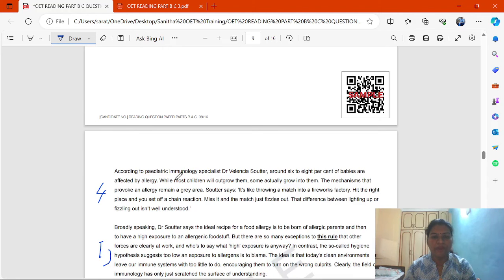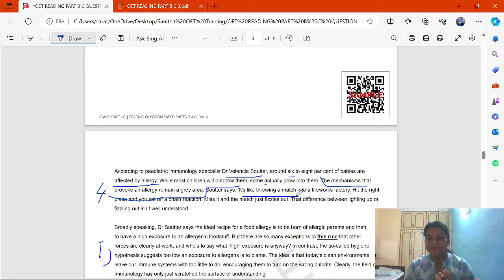According to pediatric immunology specialist Dr. Valencia Sauter, around 6 to 8% of babies are affected by allergies. While most children will outgrow them, some actually grow into them. The mechanisms that provoke an allergy remain a gray matter, but he didn't find out what is causing it. So to say, it is like throwing a match into a firework factory.